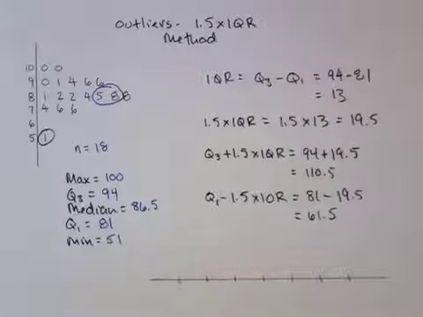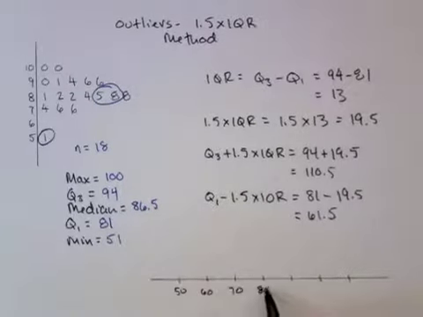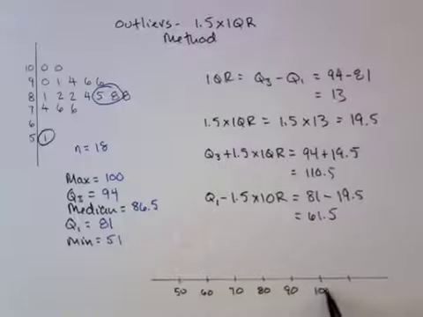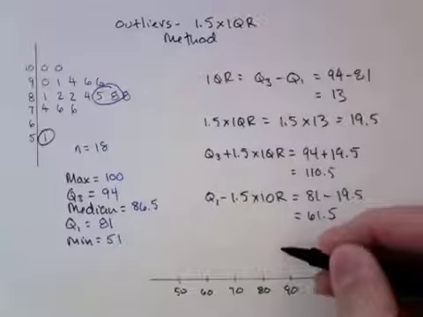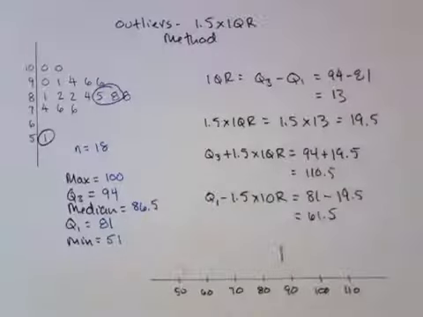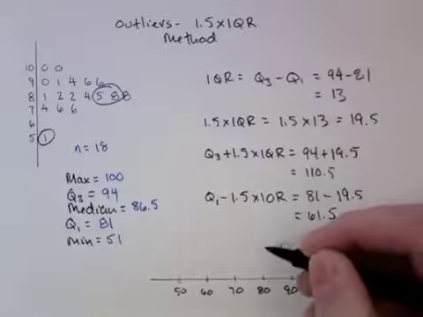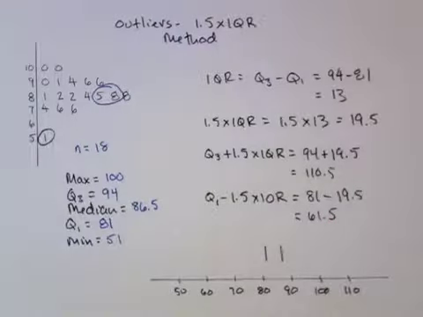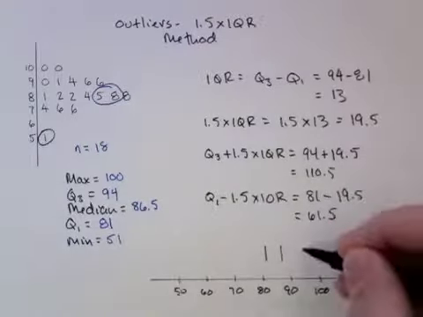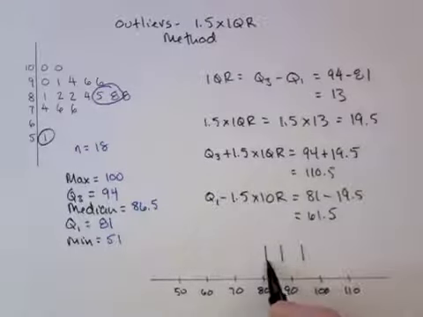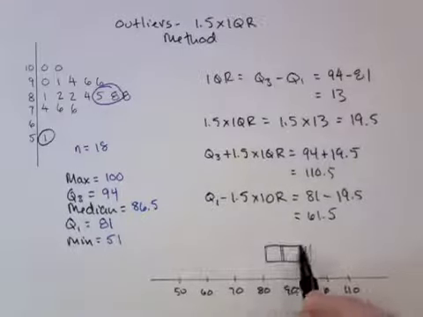If we then wanted to make a box plot that reflected the presence of that outlier, we would proceed in the usual fashion to locate, first of all, some scales. So here's 50, 60, 70, 80, and so on. Then we have a median of 86.5, which is about here. We have a first quartile of 81, which is maybe about there. We have a third quartile of 94, it's about there. That allows us to complete our box.